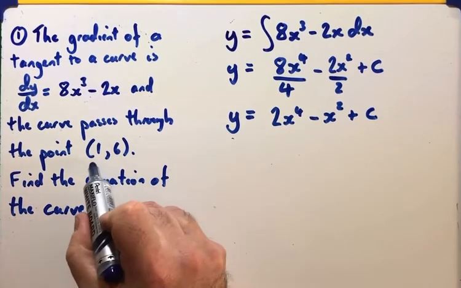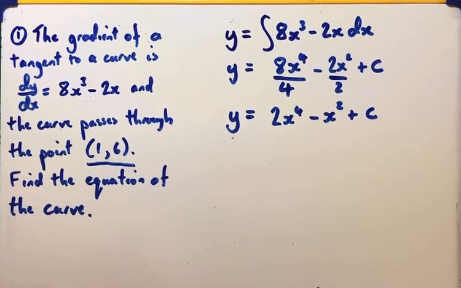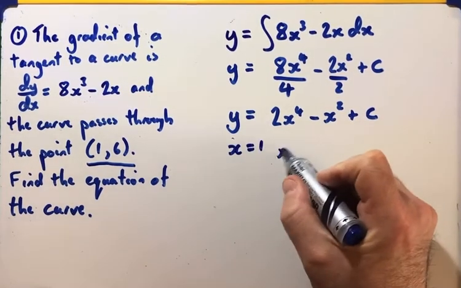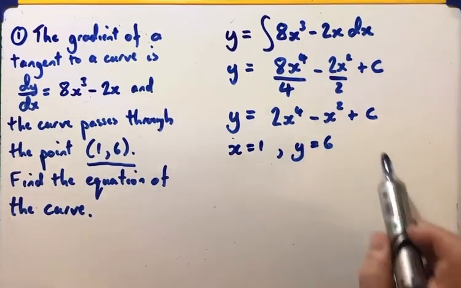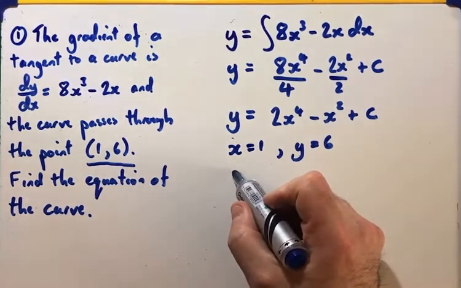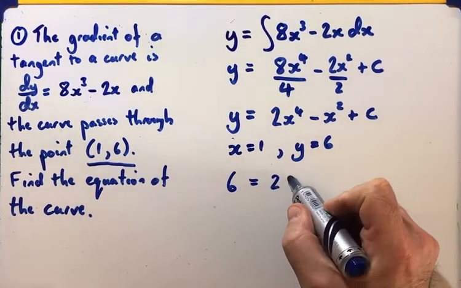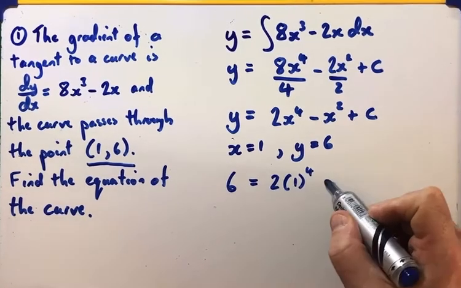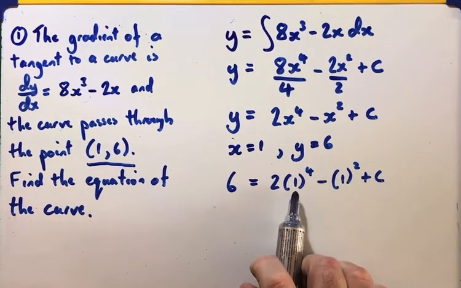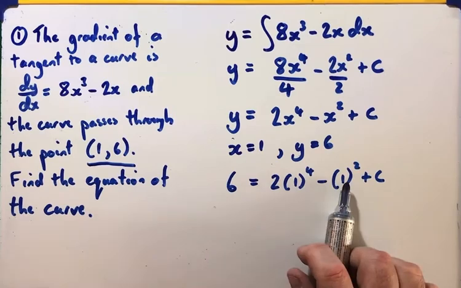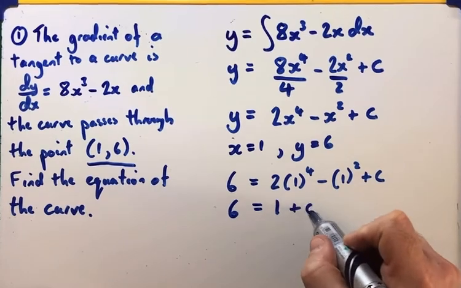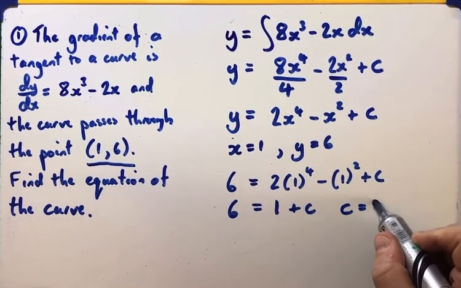But then what we do is we have a look at this point here. We can see that when x is equal to 1, y is equal to 6. So if I substitute in these values, I can work out what c is. So 6 equals 2 times 1 to the power 4 minus 1 to the power 2 plus c. Well, 1 to any power is just 1, so that's 2 take away 1, which is 1. So that becomes 6 equals 1 plus c. So c has to be 5.